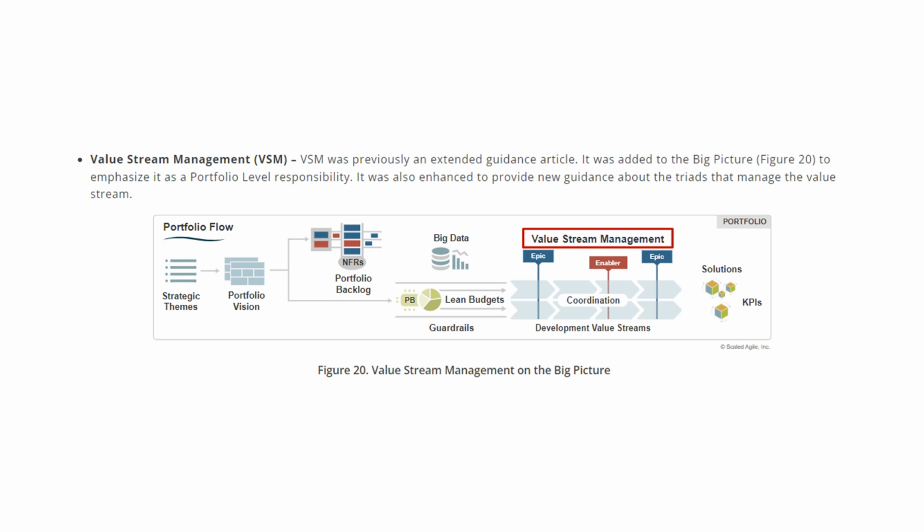Let's discuss value stream management. VSM was previously an extended guidance article. Now value stream management is part of the big picture, right? So this is one change. Why was it added to the big picture? To emphasize it as a portfolio level responsibility. It was also enhanced to provide new guidance about the triads that manage the value stream. So value stream management is gaining much more importance in SAFe 6.0. Instead of having it in the extended guidance, they have it in the big picture itself. So now it is becoming mainstream for you, right?